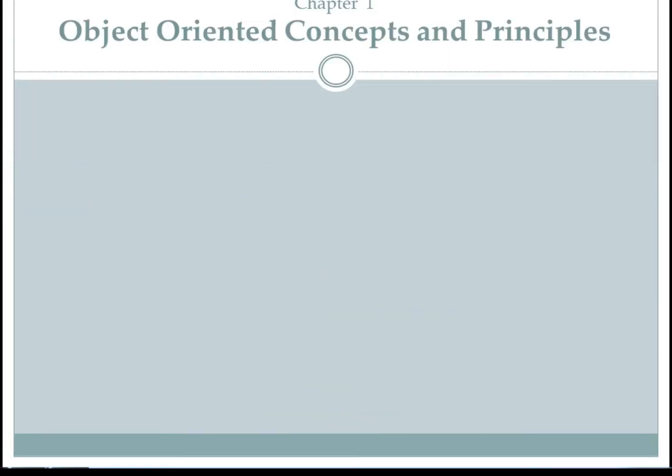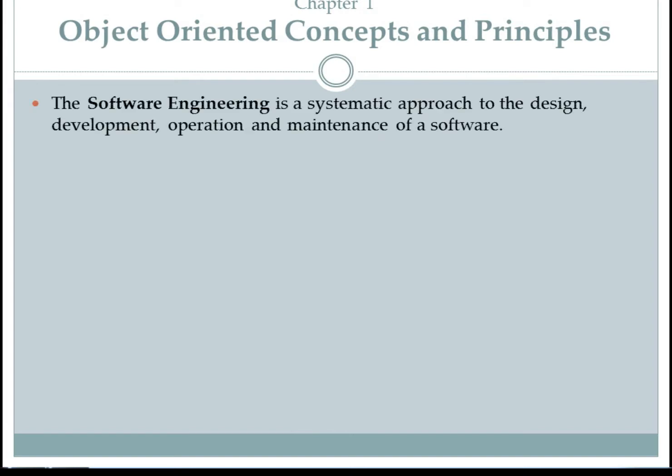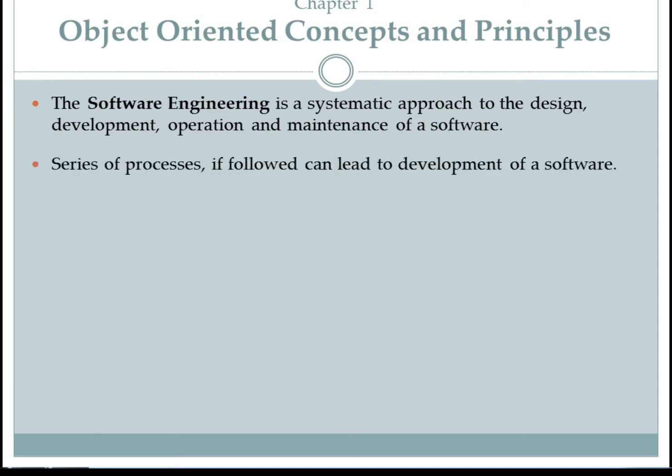This is our chapter number 1, Object Oriented Concept and Principle. As we all know, software engineering is a systematic approach to design, development, operation, and maintenance of software. In the statement, you can see the words design, development, operation, and maintenance are nothing but the phases of this software engineering process. If we follow it, it is a process that can lead to development of software.